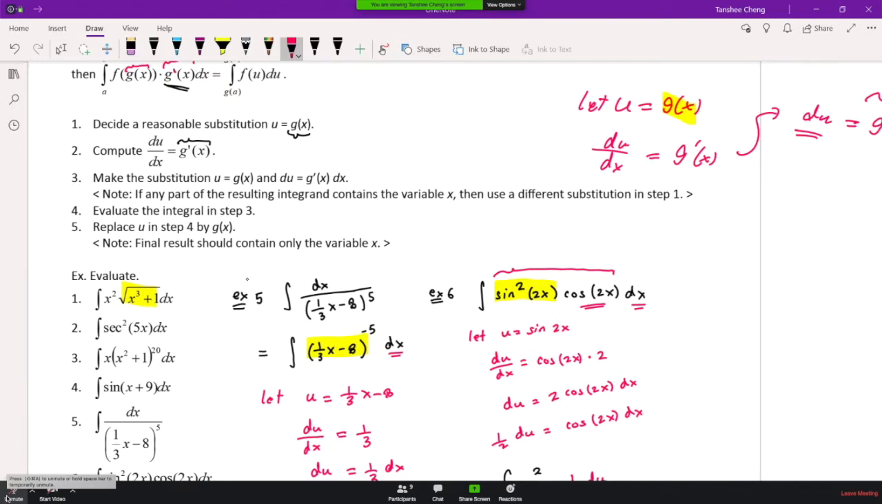And when you talk about my u being cosine, that's close, right? When I take the derivative of cosine, that will become what? Negative sine 2x times 2. So the problematic part is what? I have sine squared 2x. I have two of them. But when I take the derivative of cosine, I only get one. So I still have another factor that I don't know how to get rid of.